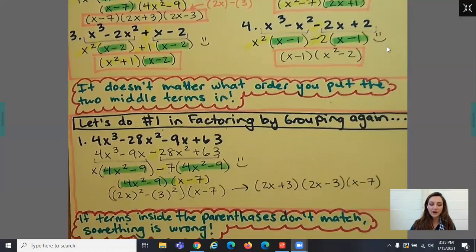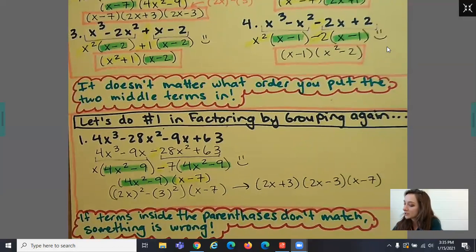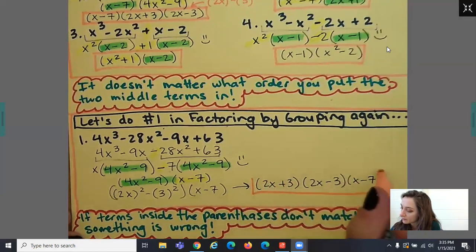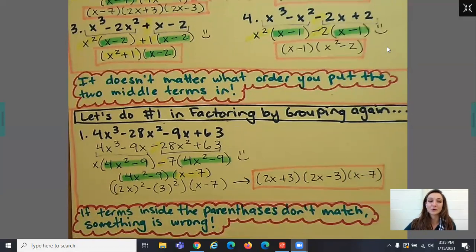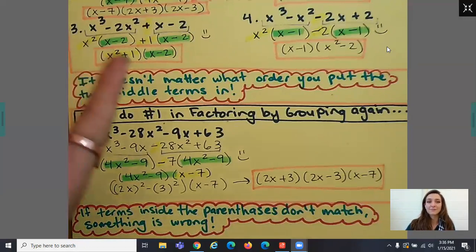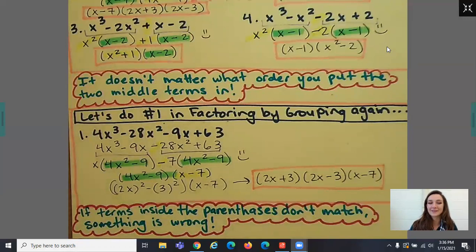Okay, so even though I flip-flopped the two terms in the middle, we actually still got the same answer by doing factoring by grouping. So that was just a fun little exploration that you can do. And if the terms inside the parentheses don't match, something is wrong. So that was important for the ones up top. You should always be able to draw your little smiley face there, having those two terms in the middle matching.